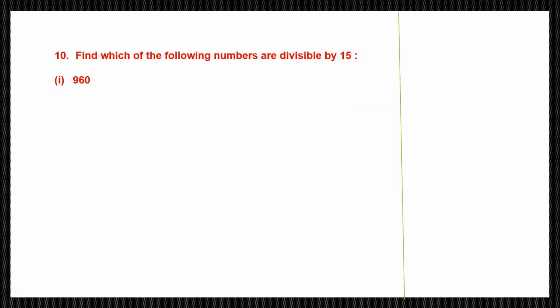10th one. Find which of the following numbers are divisible by 15. If a number has to be divisible by 15, it has to be divisible by 3 and 5. 3 fives are 15. So first we do the test for 3 and then we do the test for 5. So what is the test for 3? The sum of the digits.